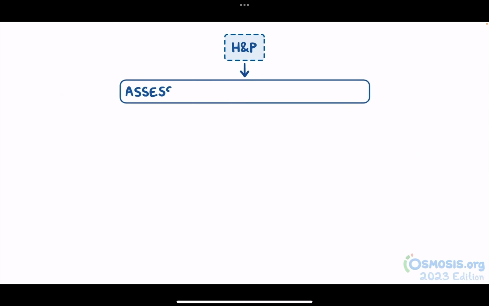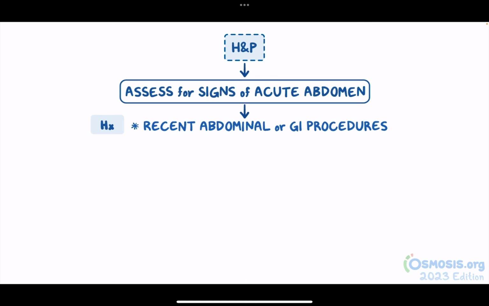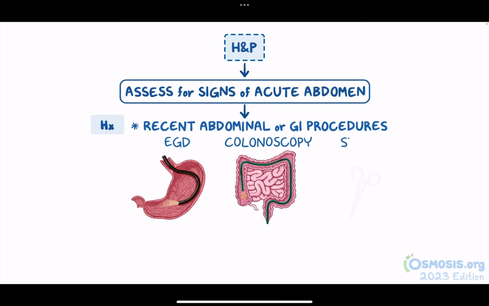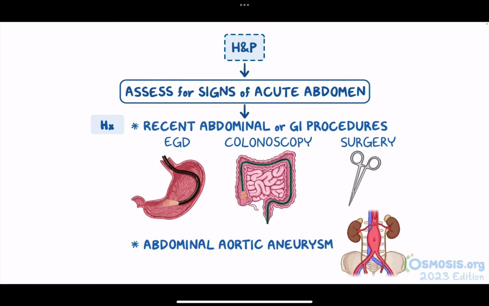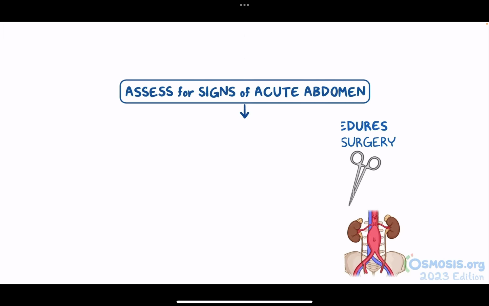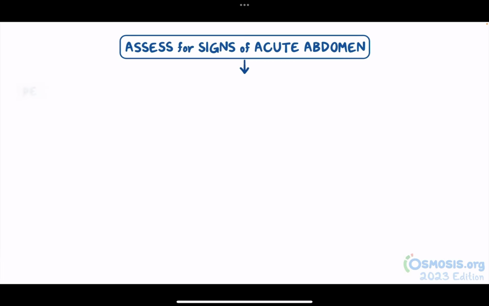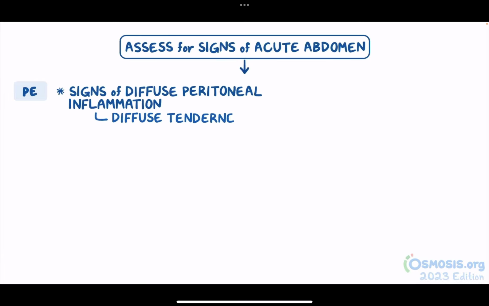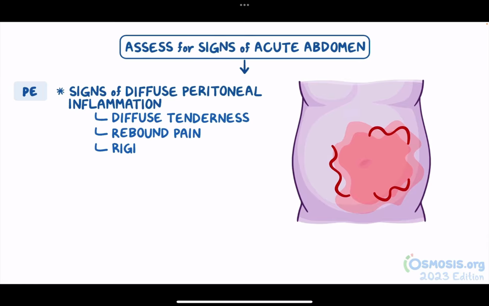Next, you should quickly assess for any signs of an acute abdomen. In this case, ask for history of recent abdominal or GI procedures such as EGD, colonoscopy, or surgery, as well as abdominal aortic aneurysm. On physical exam, acute abdomen presents with signs of diffuse peritoneal inflammation, including diffuse tenderness, rebound pain, rigidity, and guarding.